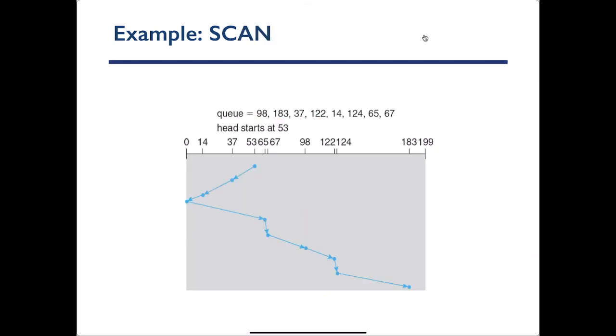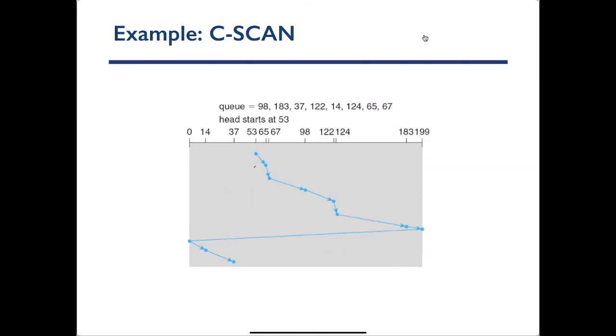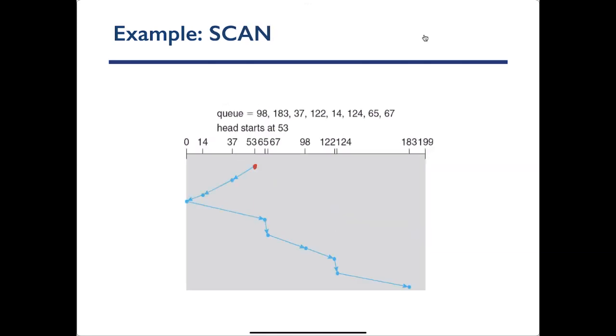What about scan? So let's say head is at number 53. You scan in one direction to get to the center, and then from the center you scan towards the outer circle. So you basically don't care about the order in the queue. You just do your scan, and as you're doing the scan, you just grab the requests that are in the order that are closer to the head.